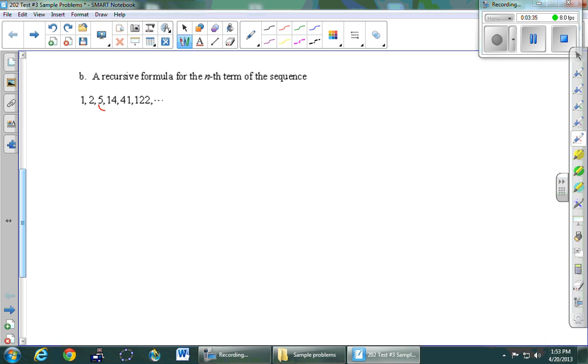So it doesn't seem like we're going to be adding anything consistent. Let's see if we can figure out how to get, say, from 5 to 14, or from 14 to 41. So if you triple 5, that gives you 15, which is 1 more than 14. If you triple 14, that gives you 42, which is 1 more than 41. So I'm feeling like we might have our pattern. The pattern is, in English, triple the previous number and then subtract 1.